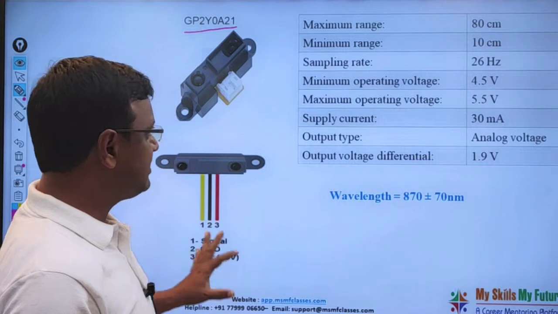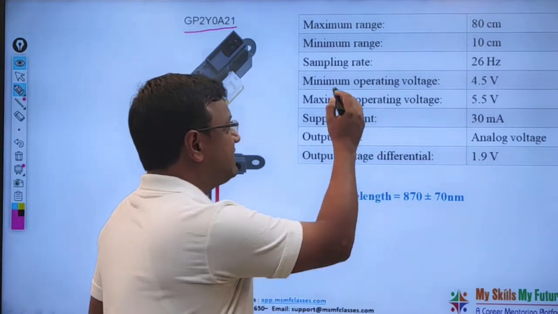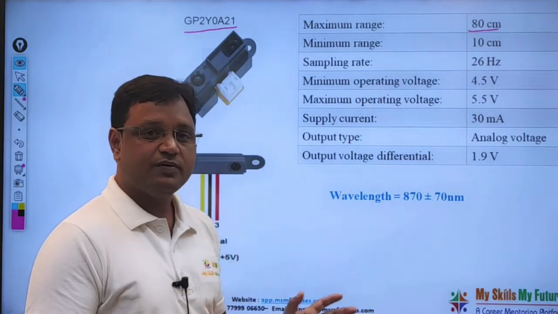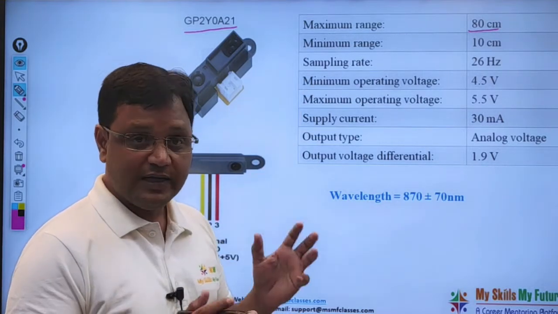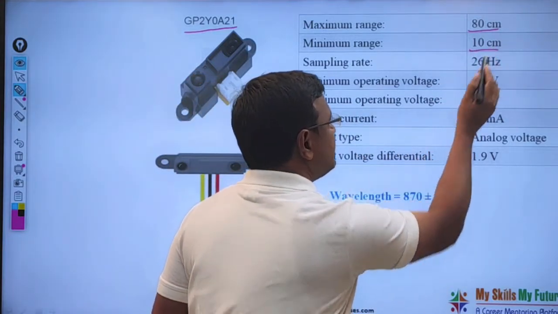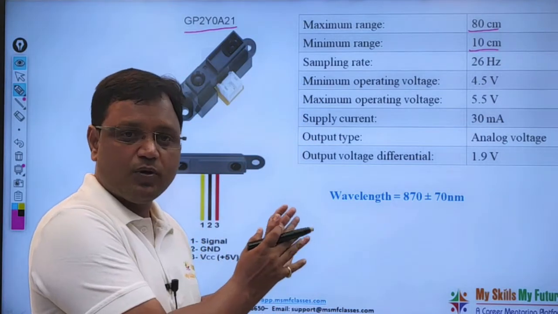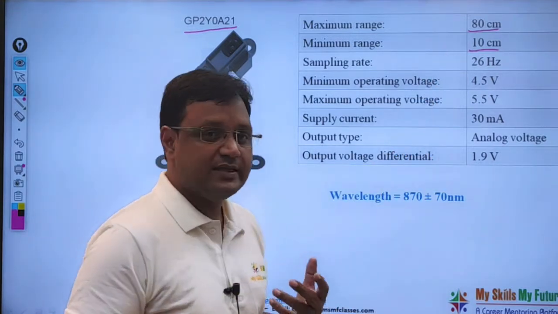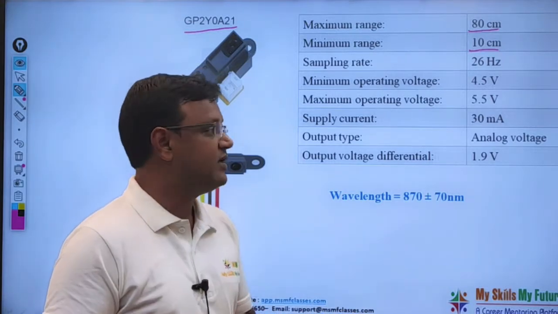When I studied this sensor, these are the specifications. The maximum range they are telling about is 80 centimeters. The previous one is only 15 millimeters in range. Here the maximum range is 80 centimeters. It's a very big range, right? The minimum range it can detect is 10 centimeters. So below 10 centimeters, this sensor will not work properly, and almost it will not work actually. And above 80 centimeters, this sensor will not work. So we have to select the sensor based on our application, right?